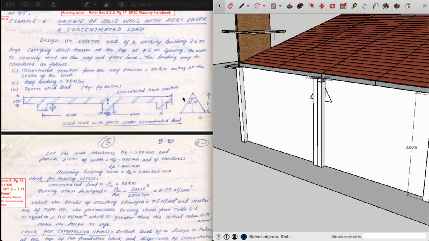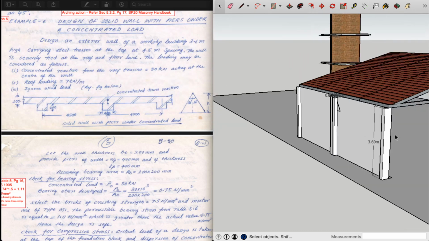So let's just quickly start with a small example. The example says: design an exterior wall of a workshop building with a height of 3.6 meters and carrying a roof truss at top with a distance of 4.5 meters from each other.